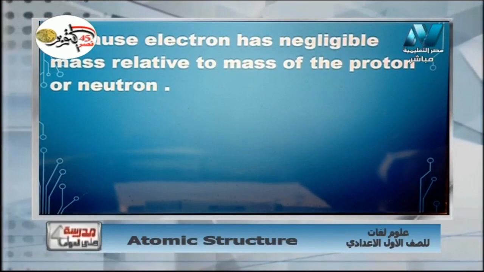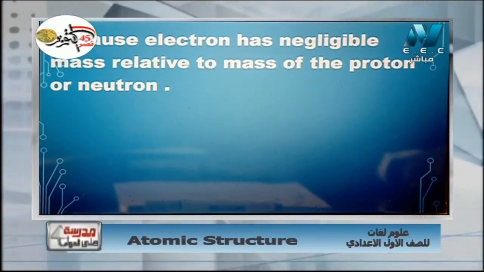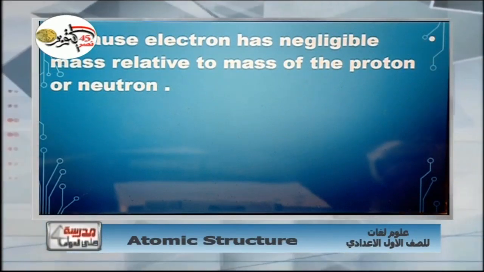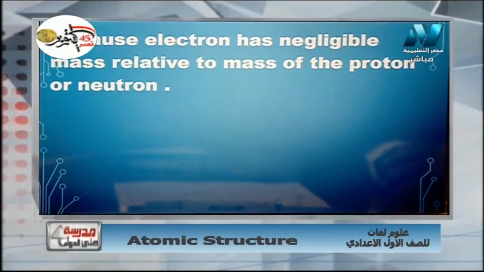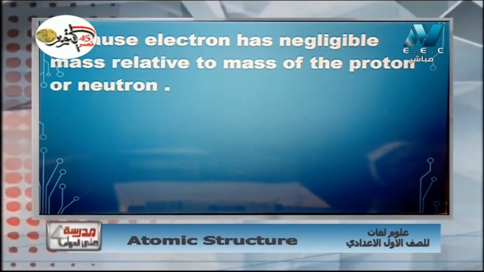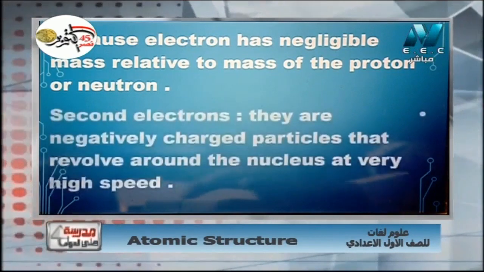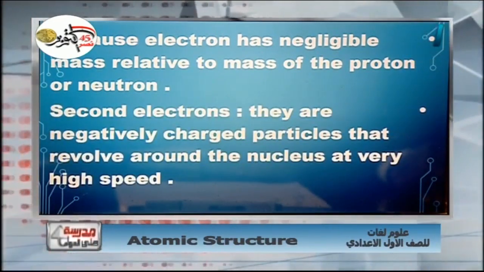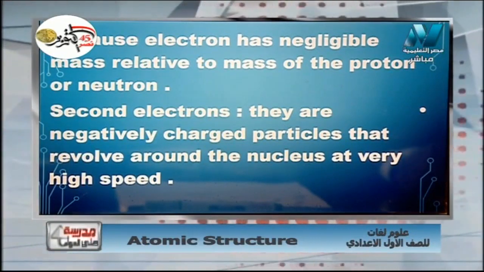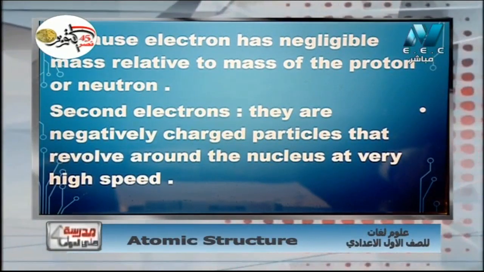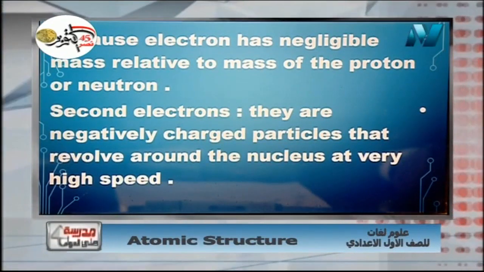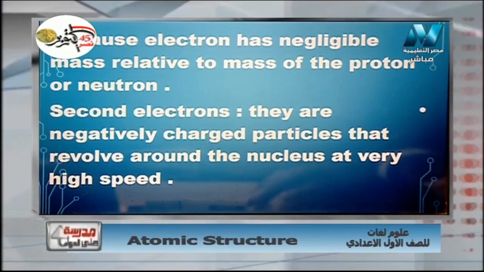Because electrons have negligible mass, that means we can't take it into consideration, relative to the mass of the protons or neutrons. Okay. Second, electrons. Number 1, nucleus. Number 2, electrons. What's meant by electrons?